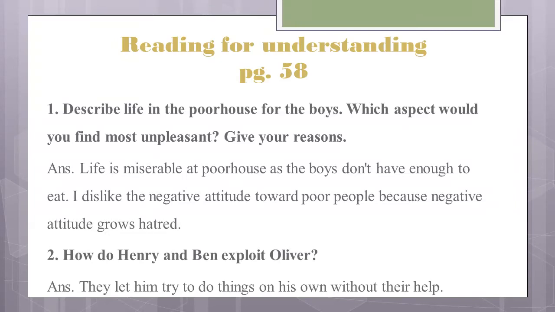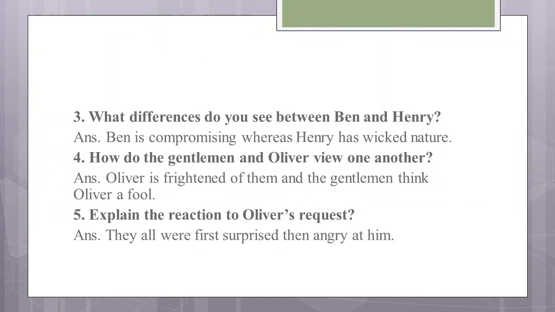Question number 2. How do Henry and Ben exploit Oliver? They let him try to do things on his own without their help. Question number 3. What differences do you see between Ben and Henry? Ben is compromising whereas Henry has a wicked nature. How do the gentlemen and Oliver view one another? Oliver is frightened of them and the gentlemen think Oliver is a fool. Explain the reaction to Oliver's request. Question number 5. Answer. They all were first surprised, then angry at him.